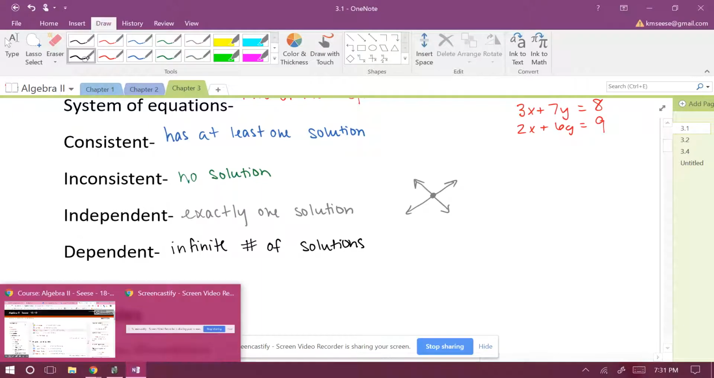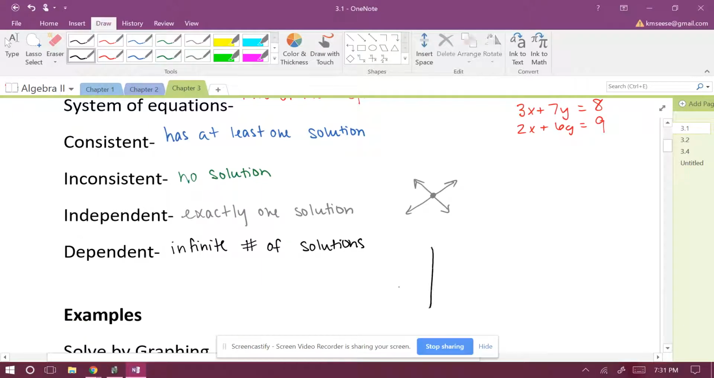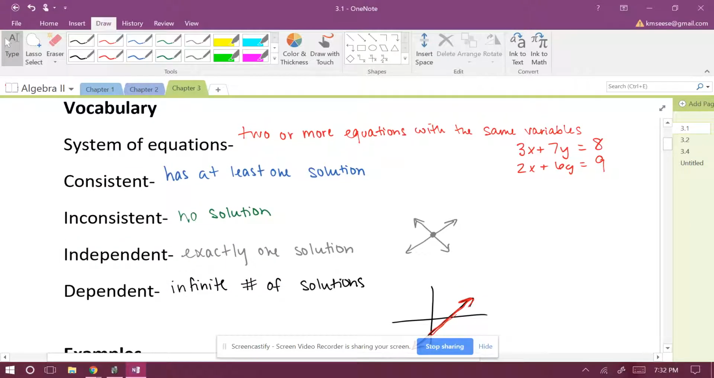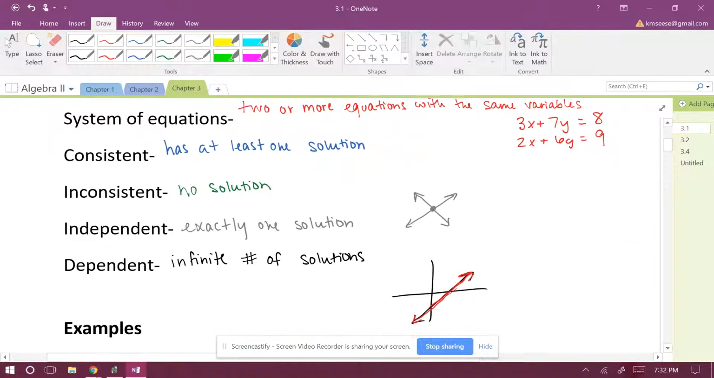Dependent, they have an infinite number of solutions. Say you're graphing, and your graph comes out like this, and then you graph the other equation, and it actually creates the exact same line. That means there's an infinite number of solutions. So go ahead and pause the video and make sure you have all these down. And when you're ready to come back, we're going to move on.